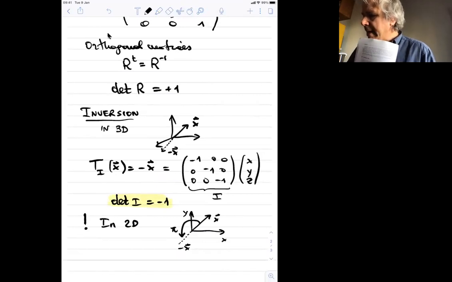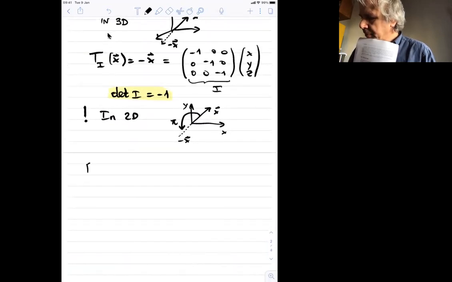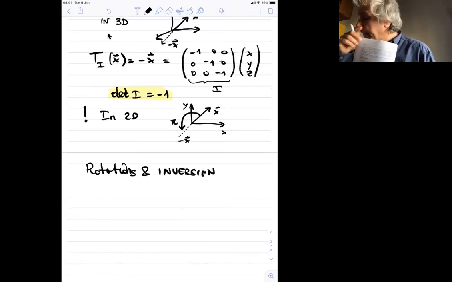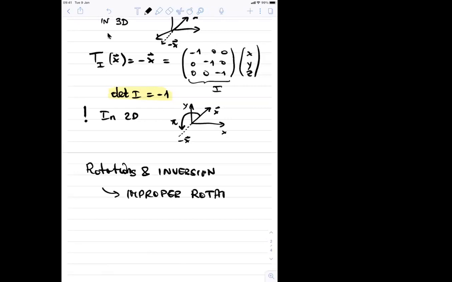Very good. Now, putting together rotations and inversion, I can form what are called improper rotations. Improper rotations are simply... I have a question, Professor.